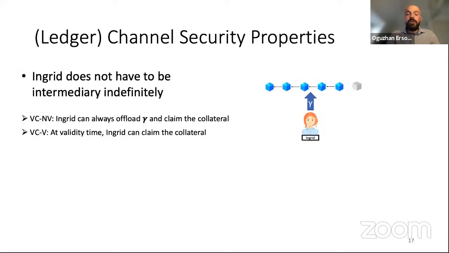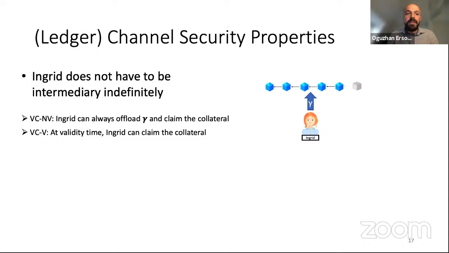So our virtual channel should have additional properties which were not available for the ledger channel systems because those are only for two parties. Since in this mechanism we have three parties, with one intermediary, we need additional security properties for this intermediary party. And one of them is that Ingrid, the intermediary party, shouldn't be stuck as the intermediary indefinitely, meaning that at some point Ingrid should be able to claim her collateral.